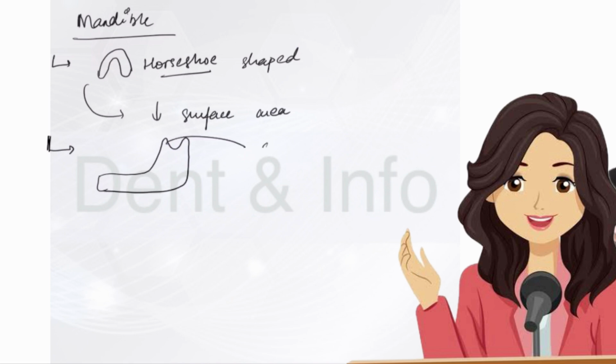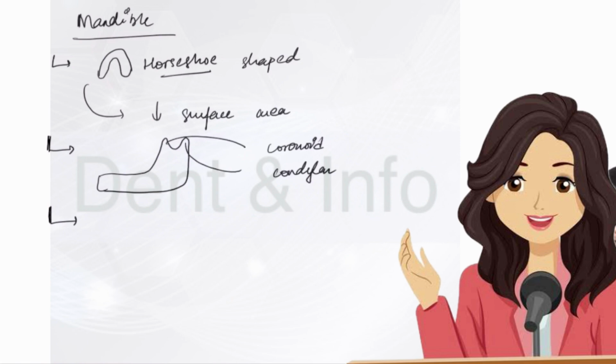The anterior one is called the coronoid process, and the posterior one is called the condylar process. The head of that condylar process is called the condyle, which makes the articulating surface of the mandible.